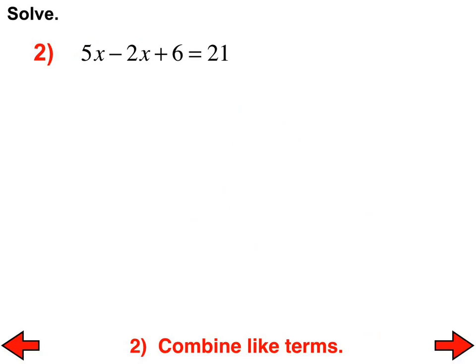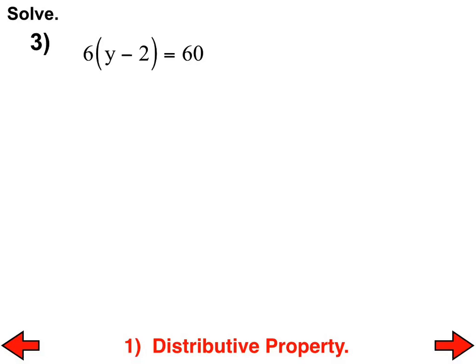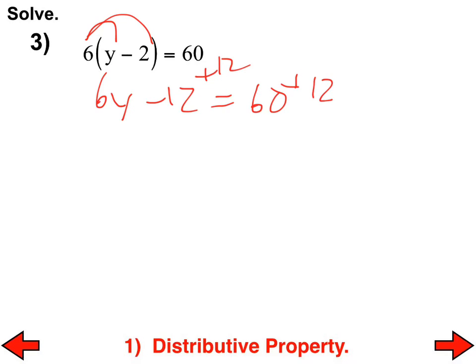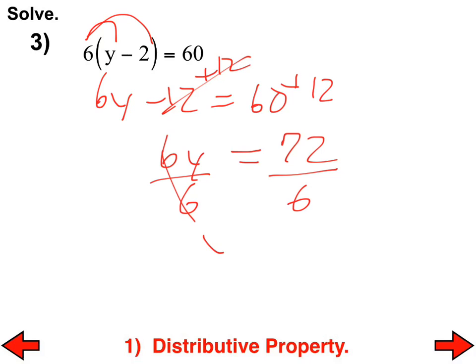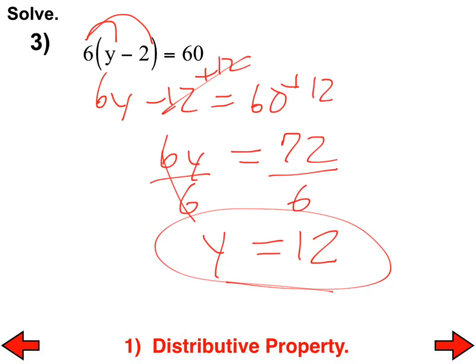Number 3, we would need to use the distributive property first. And after I do that, that would give me 6y minus 12 equals 60. From there, add 12 to both sides. That leaves me with 6y equals 72. Divide by 6, and we've done these kinds of things probably 500 times this year. My solution is y equals 12.